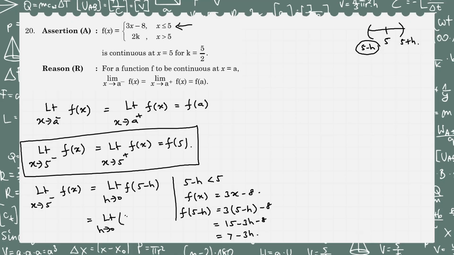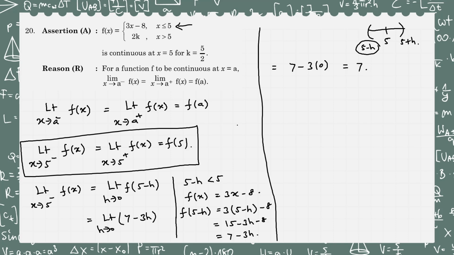So that I am writing here. The limit as h tends to 0 of 7 minus 3h. And this will give you 7 minus 3 times 0, because this is the direct application type of limits, right? So we can directly put h equal to 0. So this gives you 7 as the answer. So the left limit is 7.